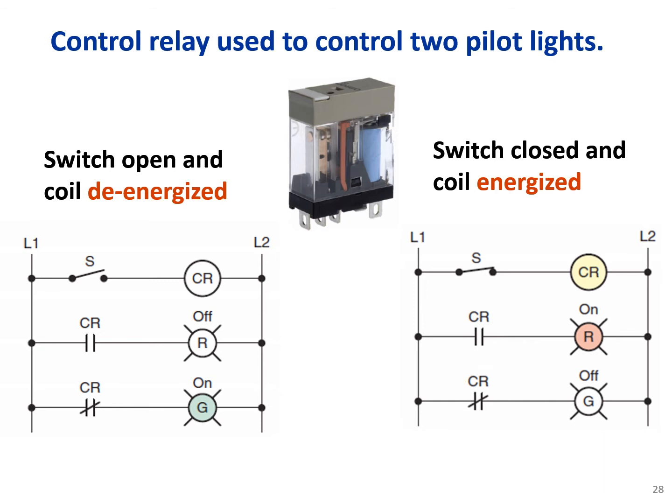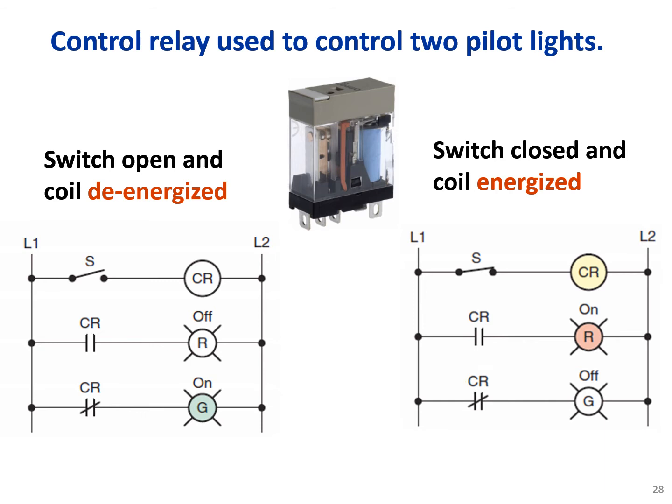And if we use the negated contact here, so here is a normally open control relay. So let's assume that we have a normally closed control relay here, and once the switch is open, then the green pilot light will be on.